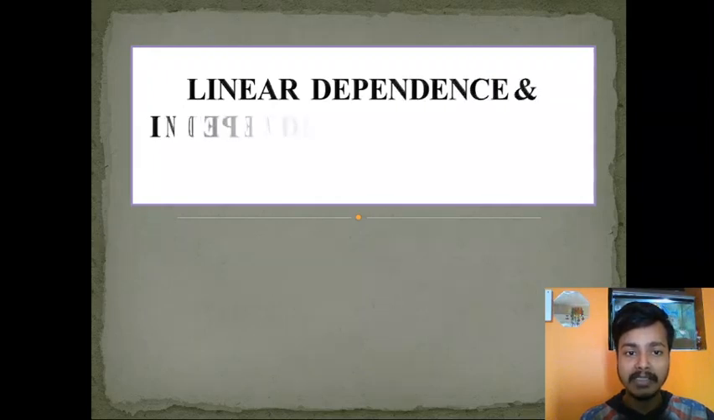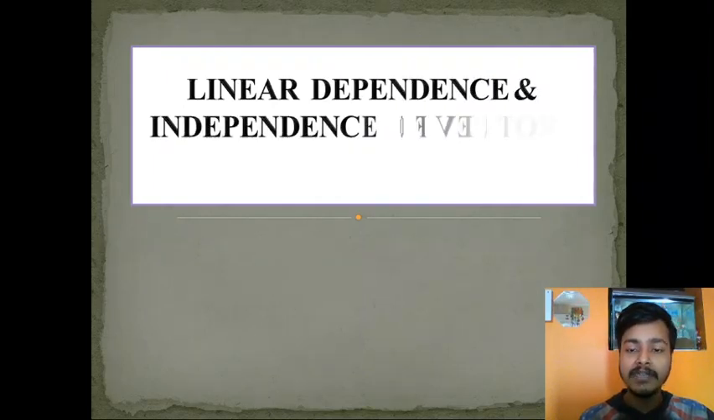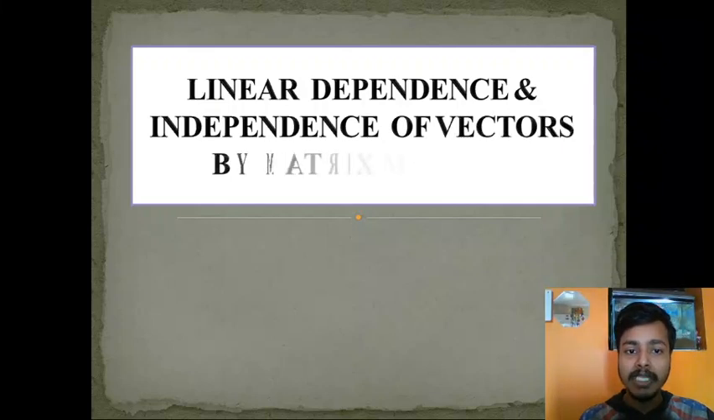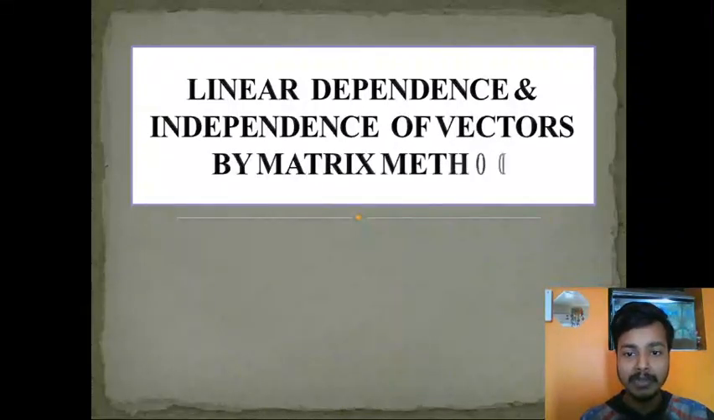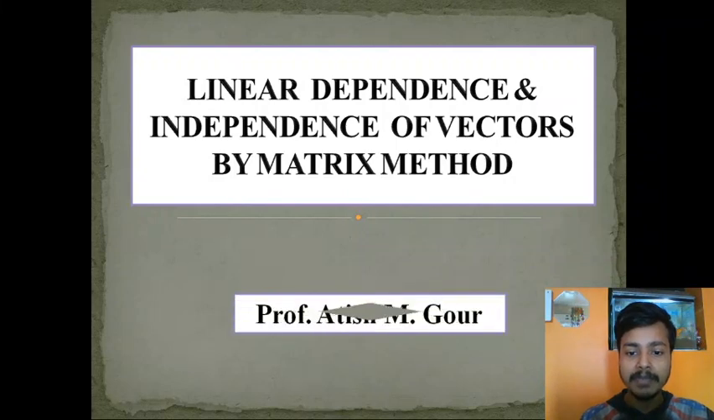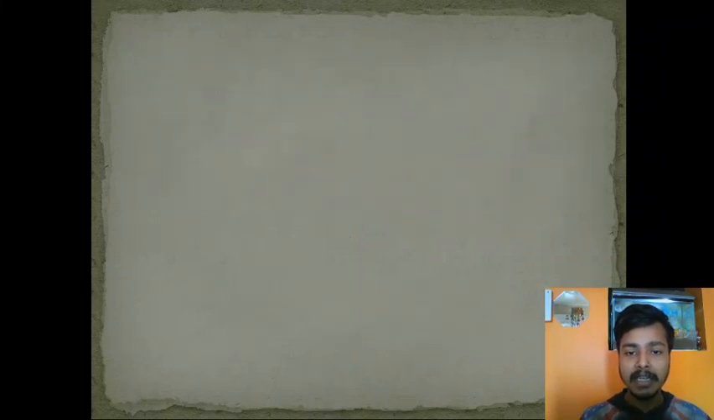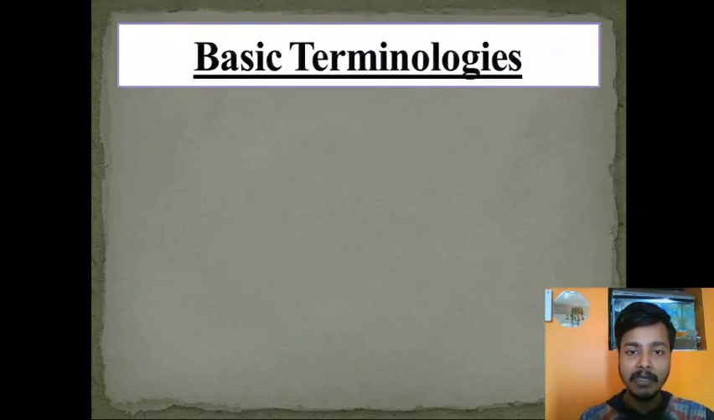The topic of this learning video is linear dependence and linear independence of vectors by the matrix method. In the last lecture we have seen the same topic with the help of Cramer's rule, how we can get the linear dependence and independence of vectors and the relation between them. In this learning video we are going to start with the same topic but by a different method. So let us start with the basic terminologies.